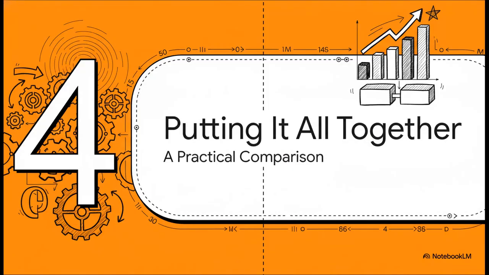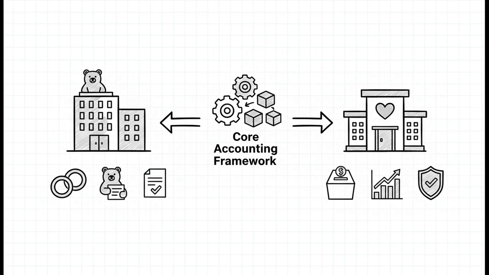Okay, let's pull all these threads together. In this last section, we're going to do a direct, side-by-side comparison so you can really see just how flexible and powerful this system is when you put it into practice. This slide just says it all. Look on the left, a California LLC. Its equity is tracked with members' capital, it has a specific liability account for the state's franchise tax, and it's all built to comply with California Form 568.